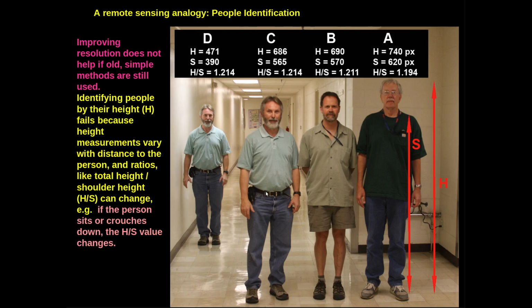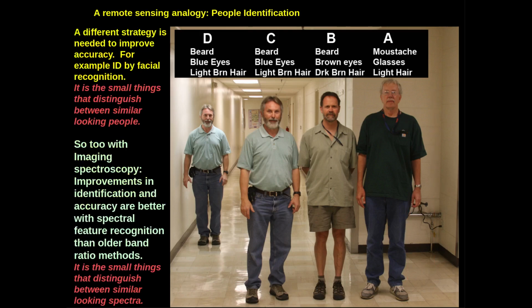So identifying people by ratios of things like this just doesn't work. And that's the same with mineral spectroscopy. You can take a ratio of 2 wavelengths, reflectance at 2 wavelengths, and it might tell you something, but it's not a unique identification. If you want to identify people, just like if you want to identify minerals, you need to be a little more sophisticated.